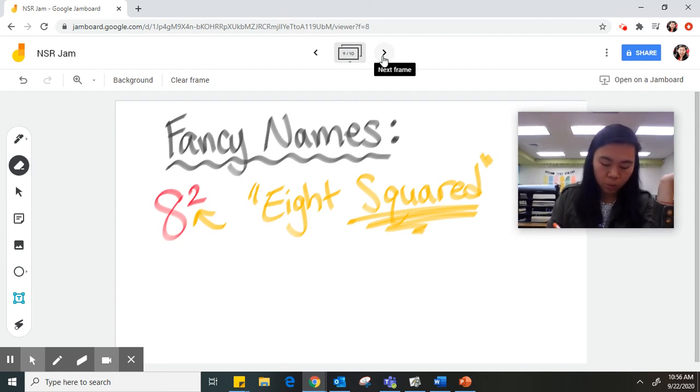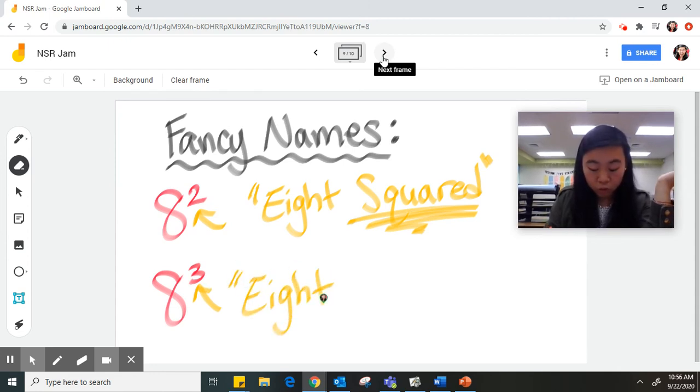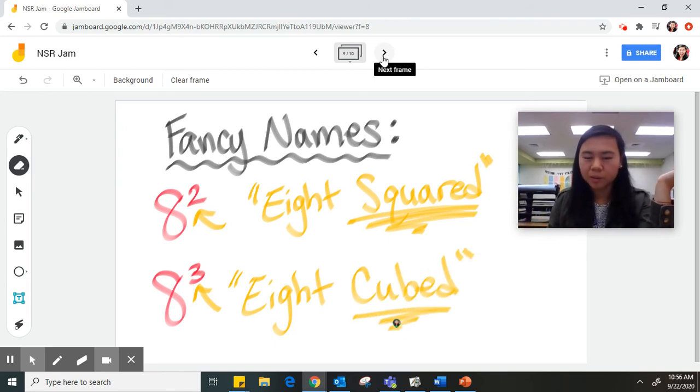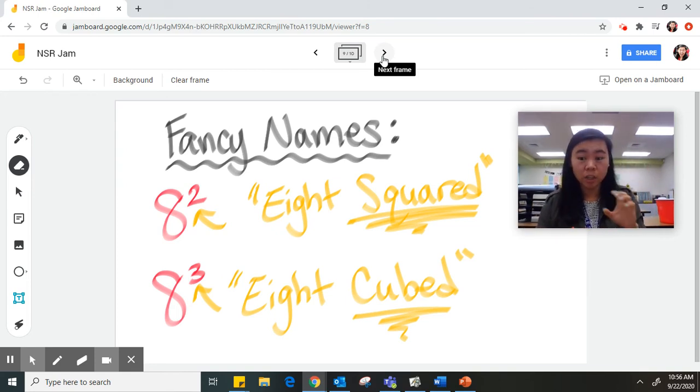Okay, there's one more. What if it's 8 to the power of 3? One more fancy name here. If you see an exponent of 3, you're going to say 8 to the power of 3 or 8 cubed. Okay, and we'll talk about this a little bit in class, why it's called squared and cubed, but for now, all you need to know is these fancy names. Any number, if it has the power of 2, it's going to be squared. If it has the power of 3, the exponent is 3, it's going to be cubed.